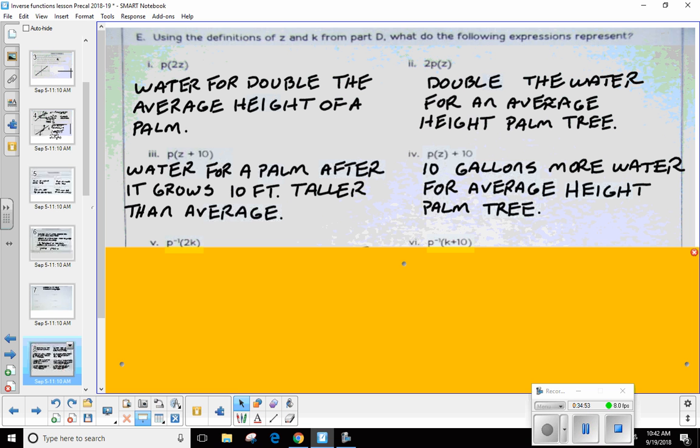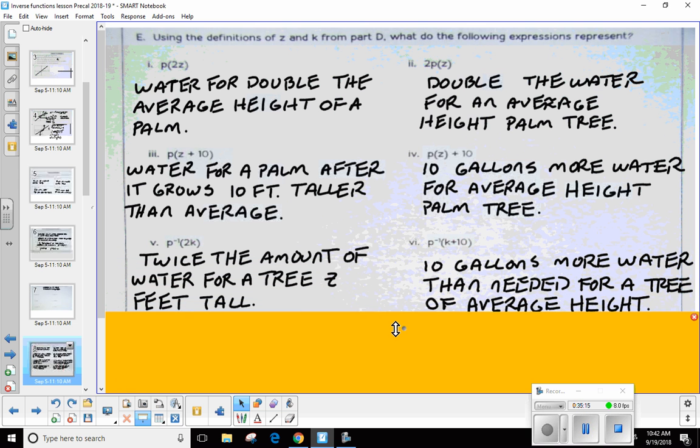T inverse of k plus 10. Okay. Fawaz, what would you say, sir? The average height requires 10 more gallons. That's a great way to say it. Perfect. Okay, here's what I had on both of these. I put twice the amount of water for a tree Z feet tall, or you could say, average height. Okay. For 6, I put 10 gallons more water than that should probably be needed for a tree of average height.